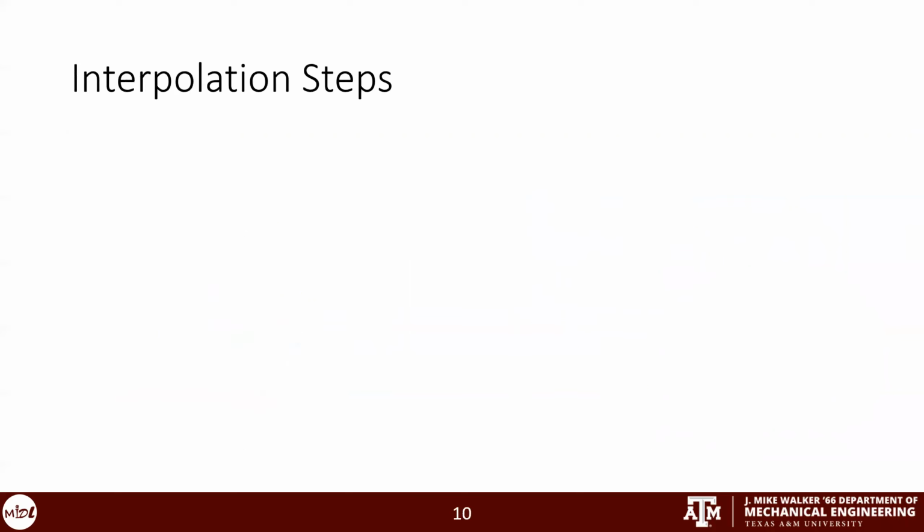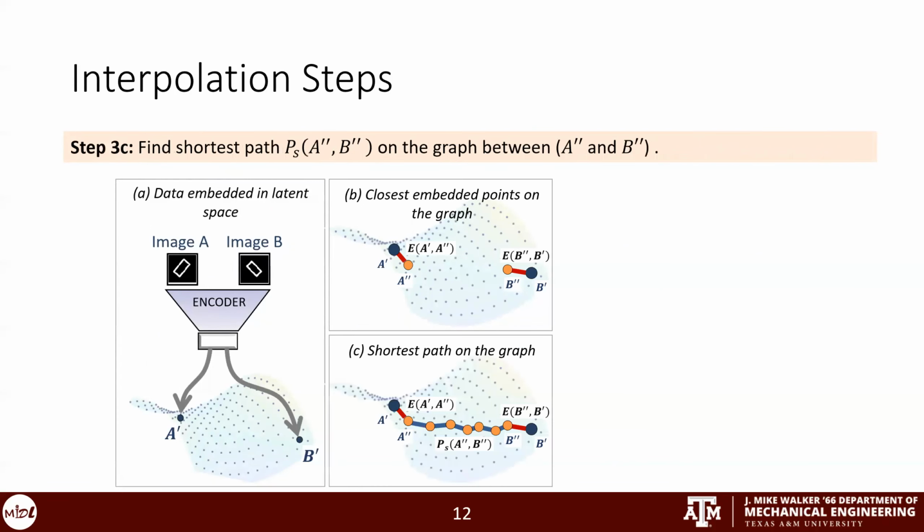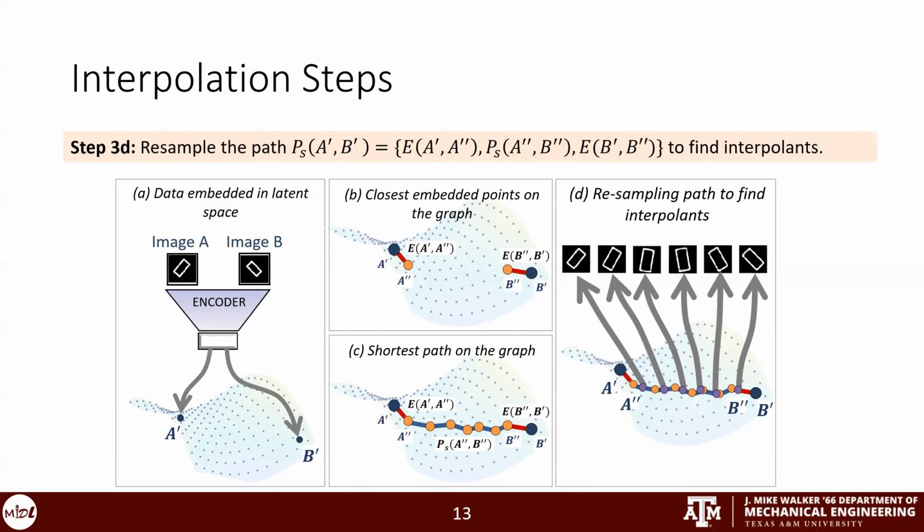In order to do so, we first find the latent encodings of the data points that we want to interpolate between. Next, we find the points in the latent embedded graph that are closest to the newly encoded points. We then find the shortest path between these points along the edges of the graph. Finally, we perform equidistant resampling of the entire path to find the interpolants. The decoder is then used to reconstruct the interpolants into the original space of the dataset.